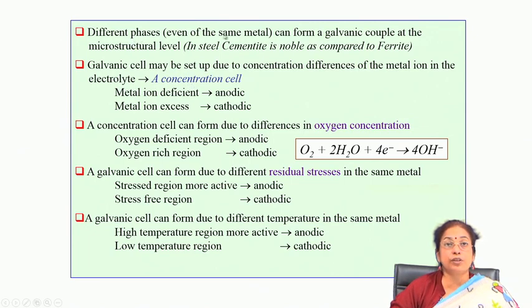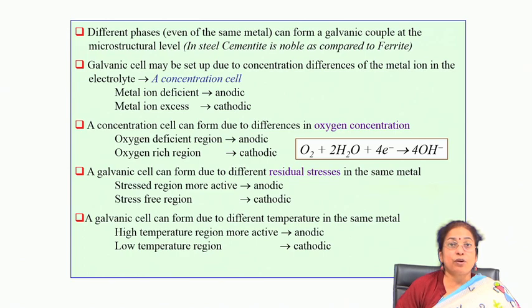For example, different phases even of the same metal can form a galvanic couple at the microstructure level. Like in steel, cementite is noble as compared to ferrite. So, if you take eutectoid steel, plain carbon steel of eutectoid composition, due to galvanic cell formation and galvanic corrosion, the ferrite part corrodes to a large extent as compared to the cementite part.